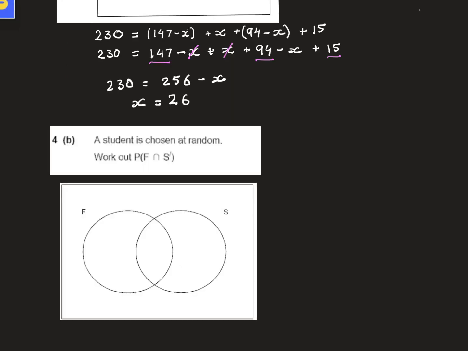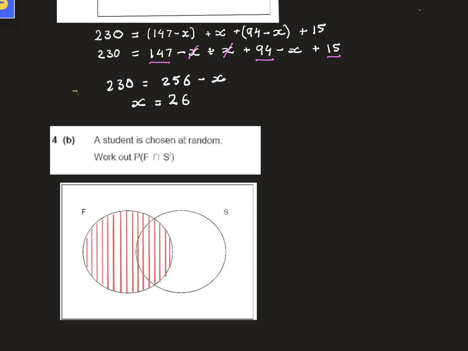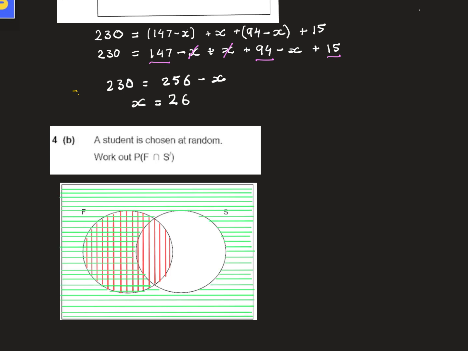First of all, use the vertical hatch pattern for set F. Now that you've hatched set F vertically, it is really important that you use horizontal lines for the complement of set S. When we talk about the complement of set S, we mean everything except the set S. As you can see, my horizontal green lines did not touch the set S.